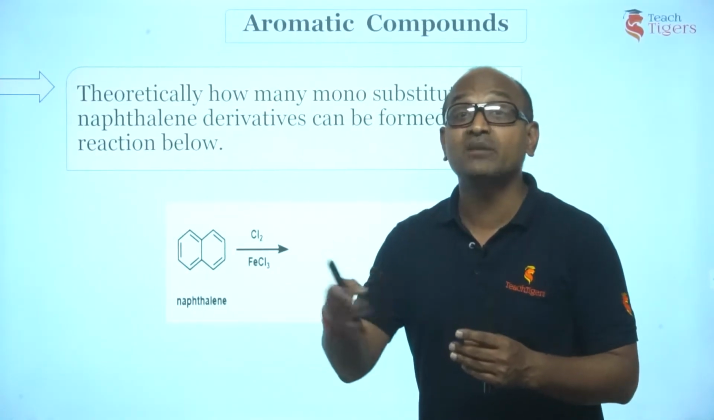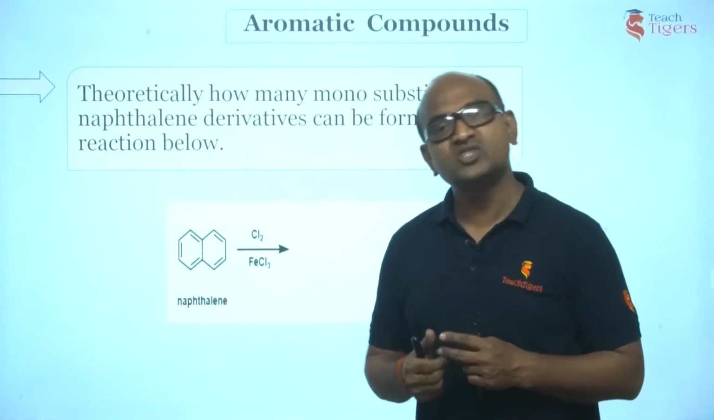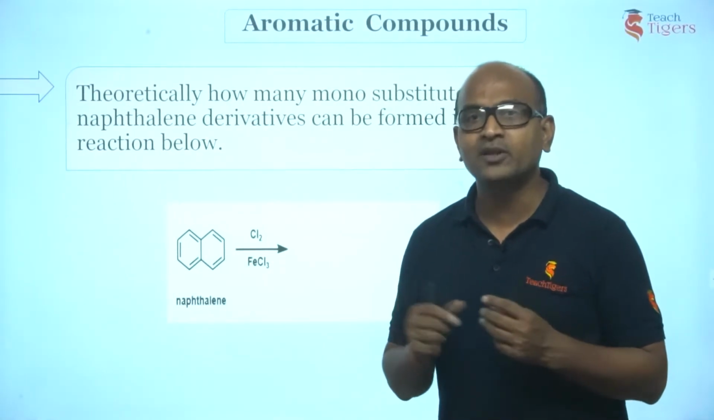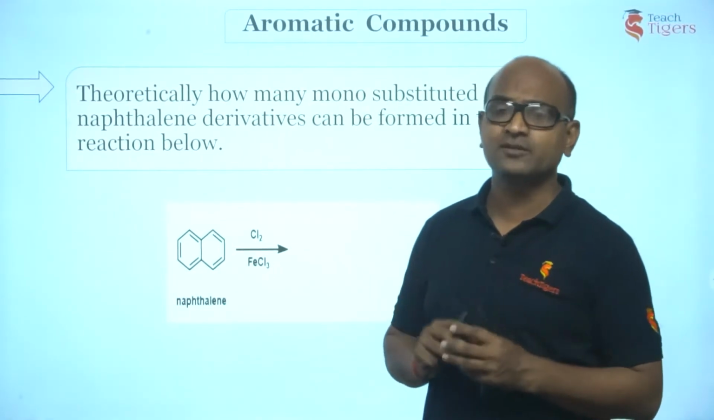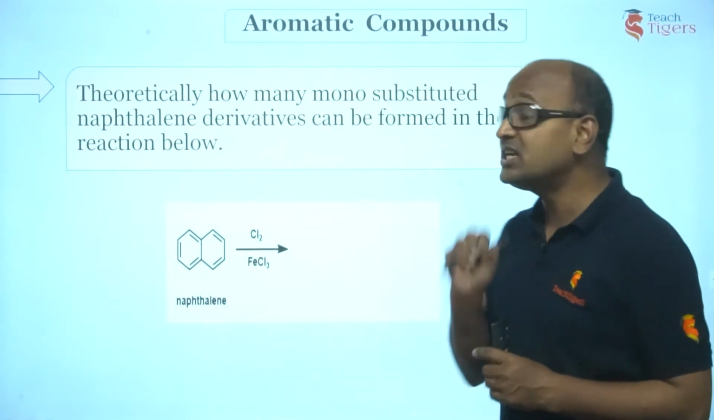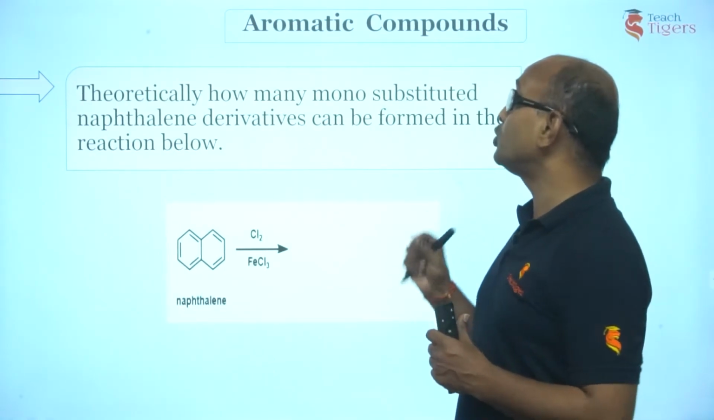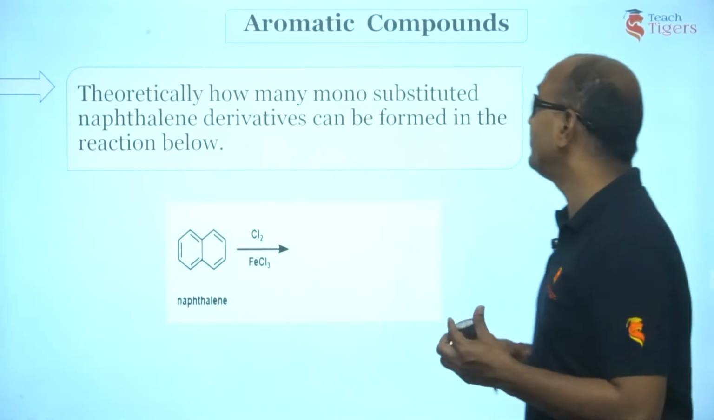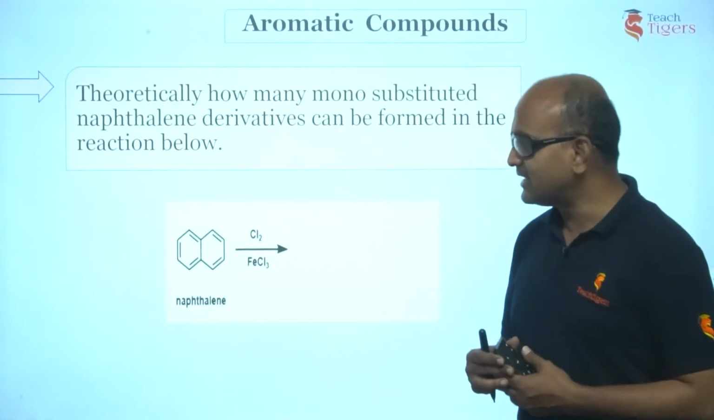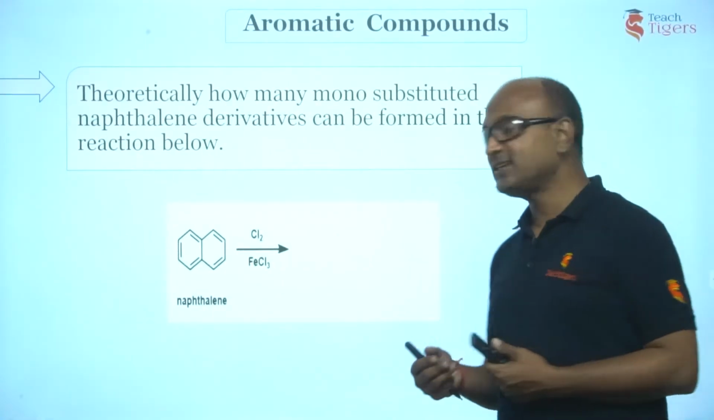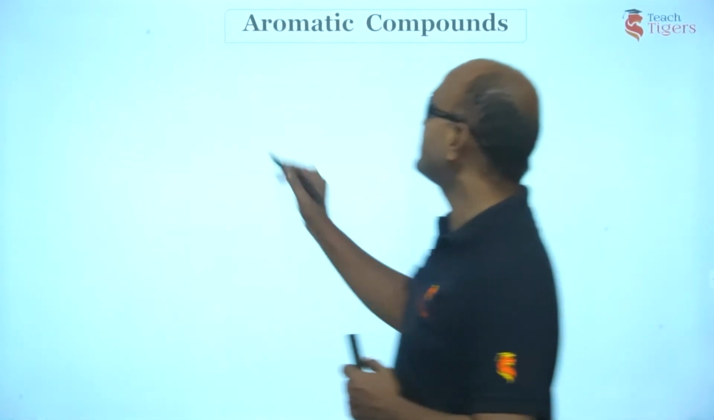That depends upon the mechanism of the reaction. Once we go through the mechanism, depending upon the activation energy of the intermediate, we will decide what is the major product. But theoretically, how many mono-substituted naphthalene derivatives can be formed in this reaction? Can you people guess? Please make a try. Anyways, I'll try to explain this.